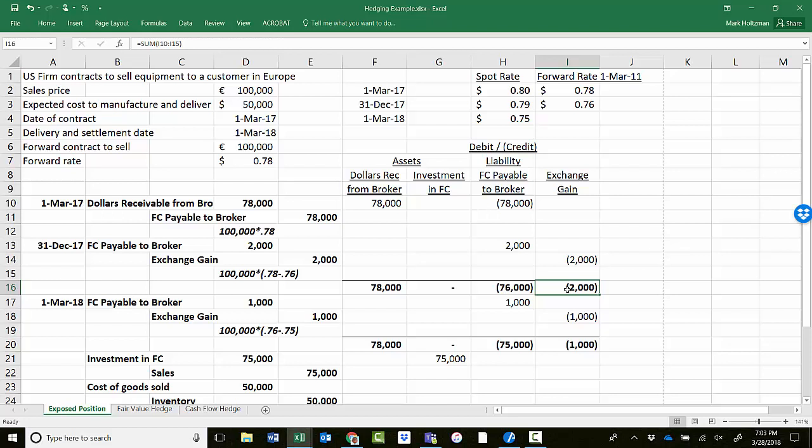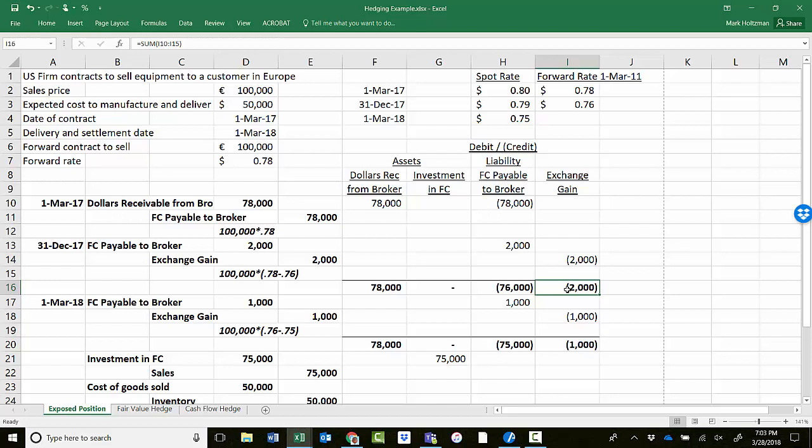Okay, so December 31st, we have to mark the variable values to market. I'm going to reduce, therefore, the value of this liability from $78,000 to $2,000. And now on my balance sheet, I've got dollars receivable from broker for $78,000 because that's been fixed by the forward exchange contract. And I have a liability for $76,000 because 100,000 euros given up on March 1st as of December 31st is now worth $76,000.